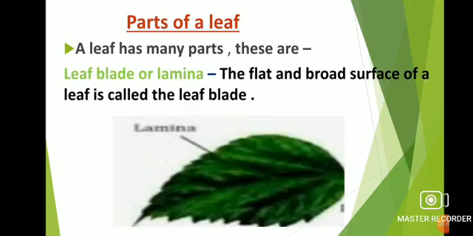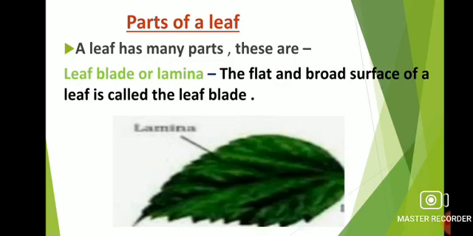Children, do you know what is a leaf? Children, a leaf is a flat structure that grows from the stem of a plant. A leaf has many parts and each part of a leaf has a different function to do. Now, we will discuss the different parts of a leaf. First one is lamina or leaf blade. The broad and flat part of a leaf is called leaf blade or lamina.